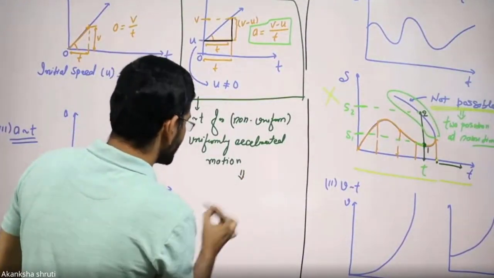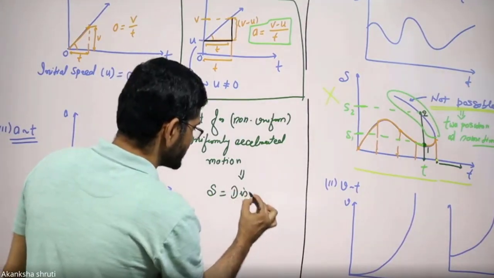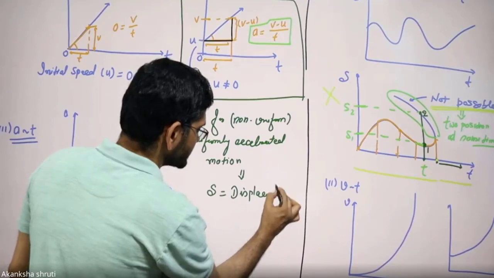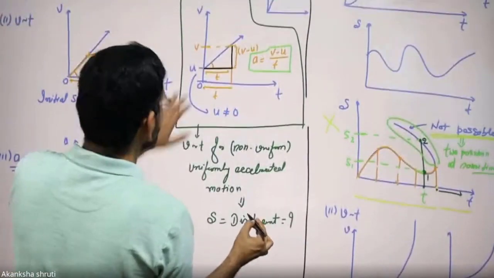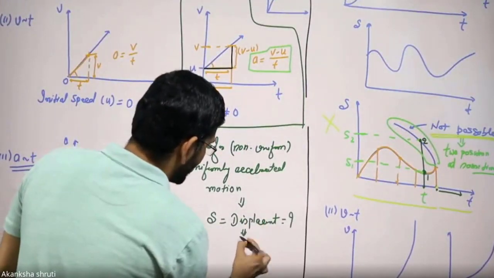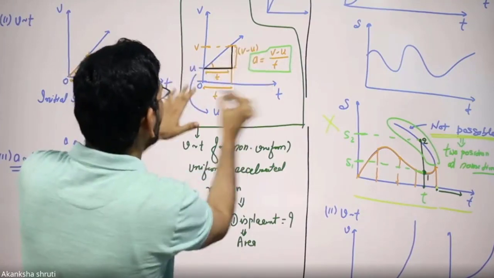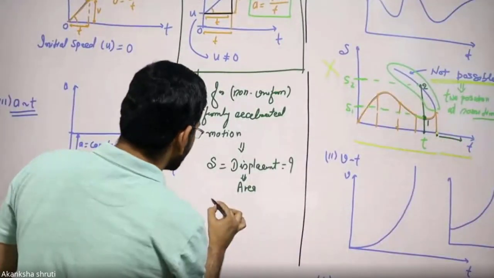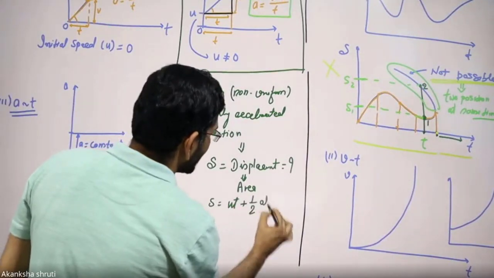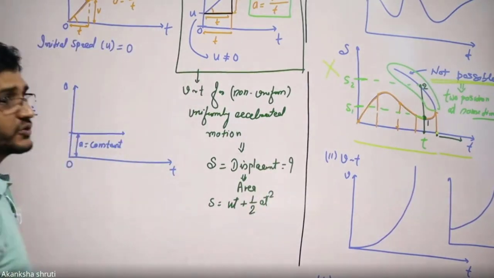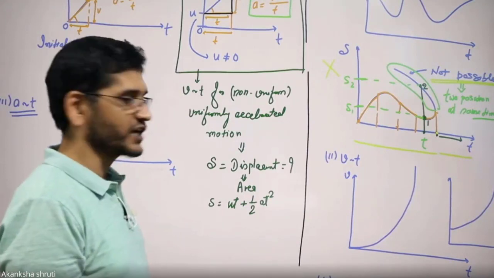Using this, the distance covered can be calculated. The displacement can be calculated from this. How? From the area: calculating the area bounded by this graph with the time axis, you will get that S is equal to ut plus half at square. This we are going to derive right now. Afterward, we will stop the class. So please keep patience for a few more minutes.